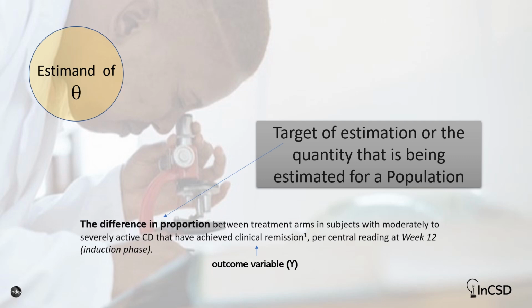The estimand, theta, is defined as the target of the estimation, or the quantity that is being estimated for a population. Notice, in this example, the difference in proportion refers to the target of the estimation, and that will be computed between treatment arms in subjects with moderately to severely active CD that have achieved clinical remission per central reading at week 12 in the induction phase. So clinical remission here refers to the outcome variable, and the difference in proportion is the target of the estimation that will later be mapped to the primary hypothesis in the clinical trial.